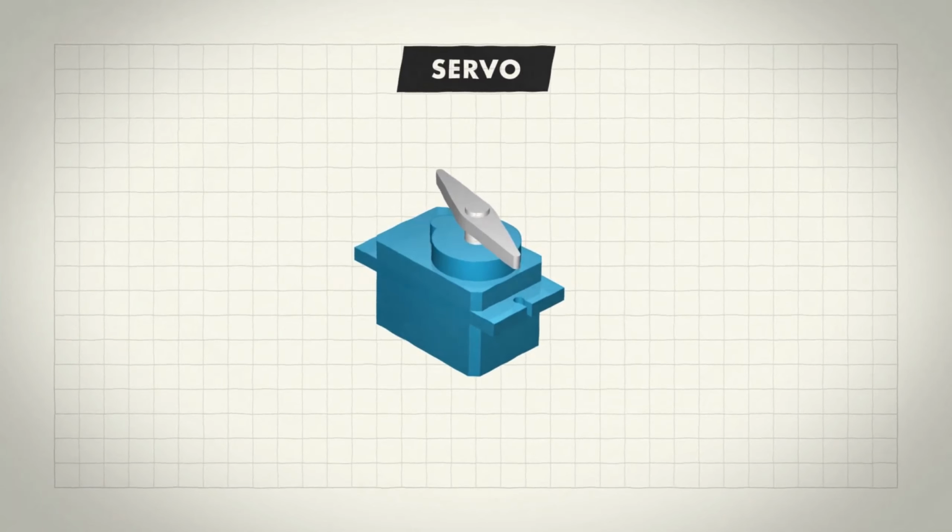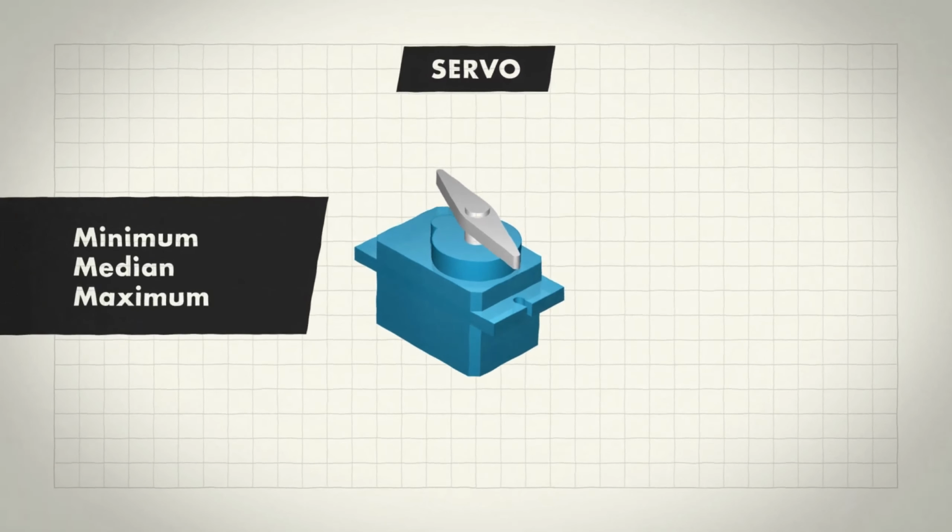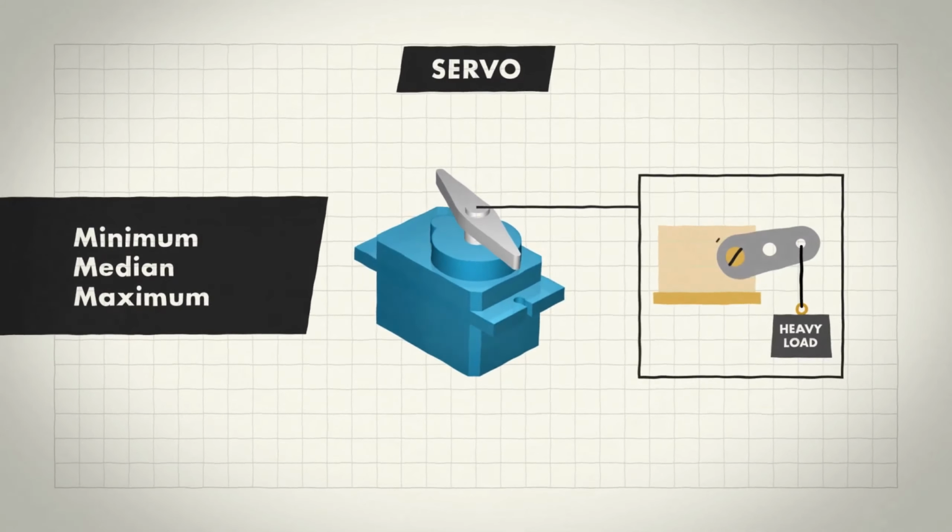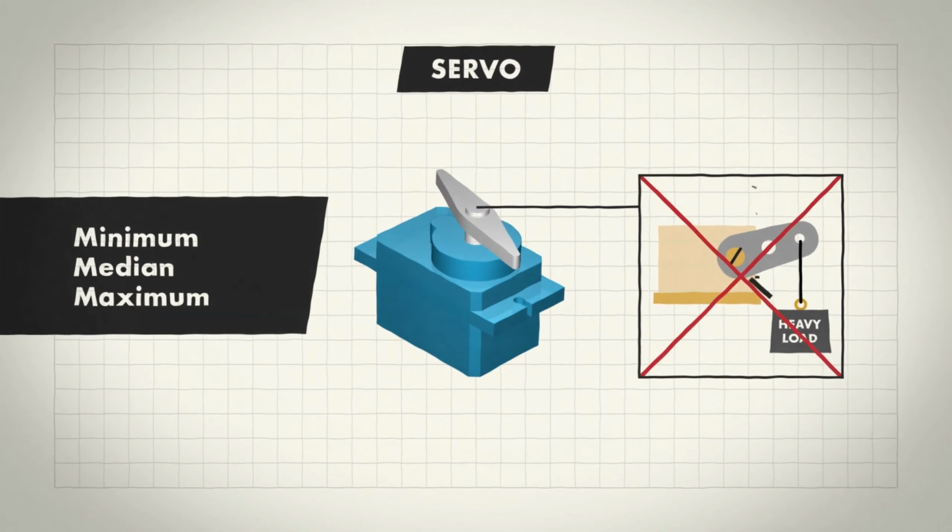Also, most servos don't rotate freely over 360 degrees like a normal motor. The simplest way to use a servo motor is to have it set to its minimum, median, and maximum values using code. Remember though, servo motors are not particularly powerful and won't be able to lift large loads.